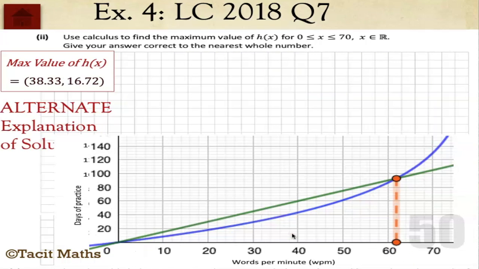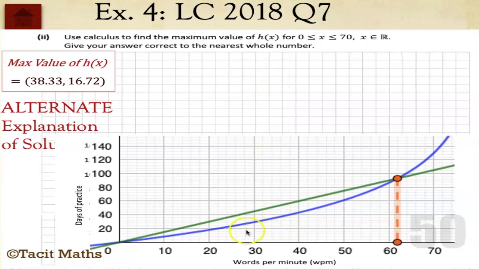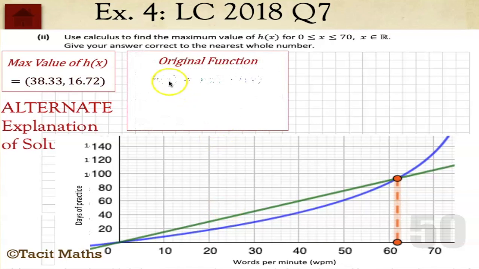But what does it actually mean in relation to this question? If you recall, the natural log function here was a way of measuring the words per minute, how many days it takes to get to a certain words per minute. Let's say, for argument's sake, that the blue one, the natural log one, is the 100% accurate one, and the green one was just an approximation. Well, what does h of x actually tell you? It tells you the difference between the two approximations.